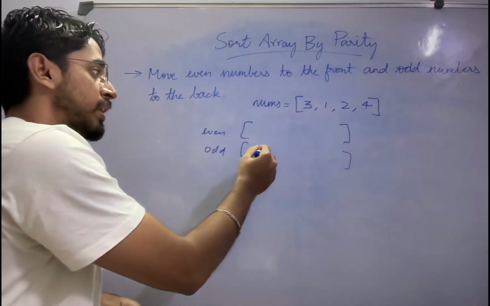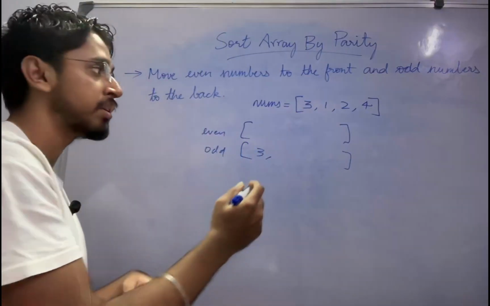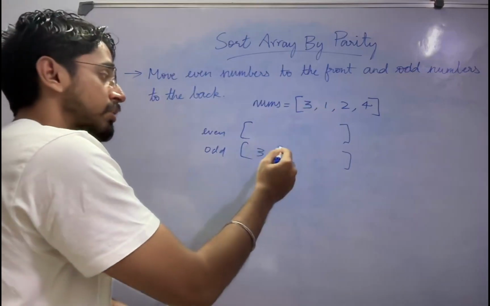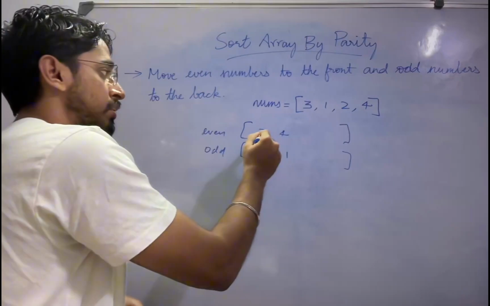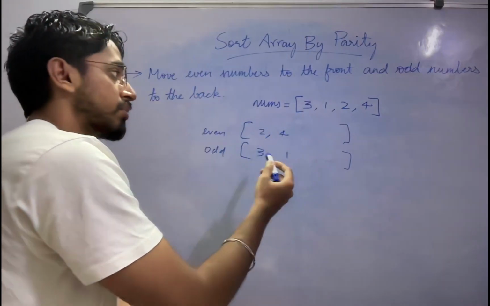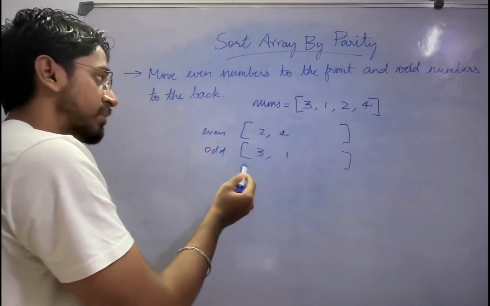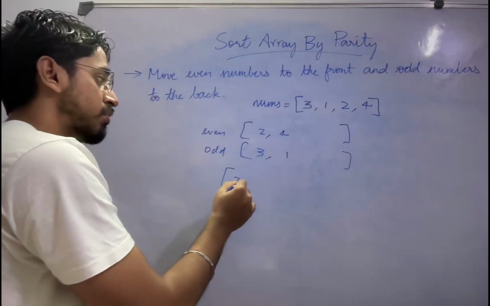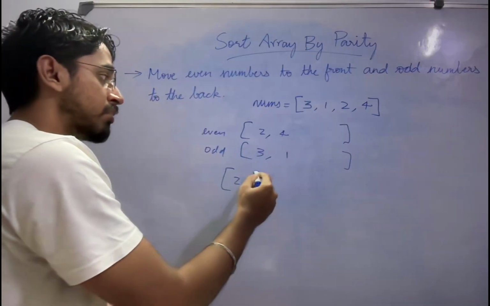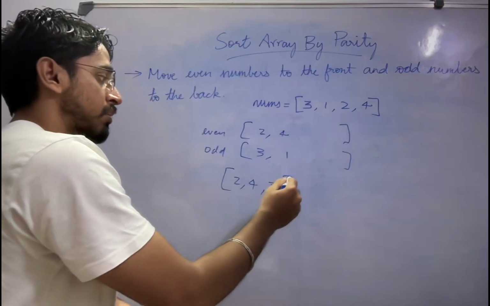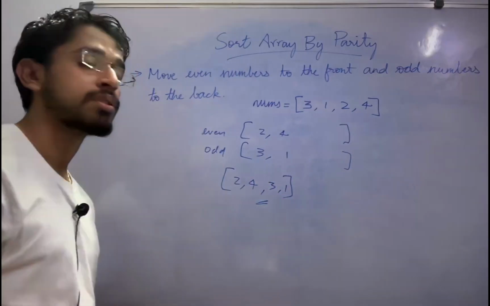So 3 is odd, so we add it to the odd array. Then check 1, that is also odd, and 2 and 4 are even. So finally we merge these two arrays. We put all the even numbers, 2 and 4, at the start of the array, and all the numbers within this odd array at the end. So this is the solution which we need to return at the end.